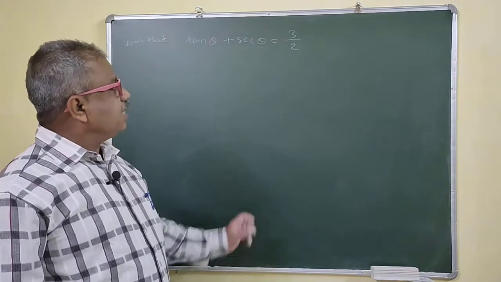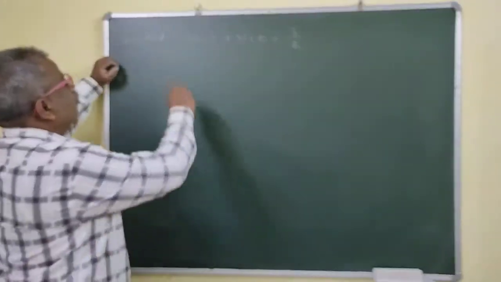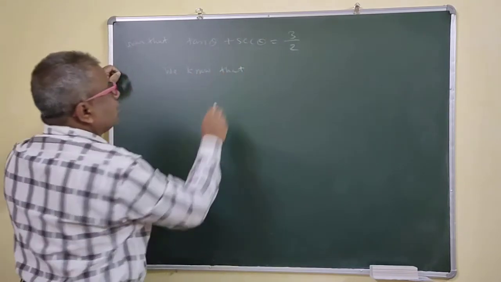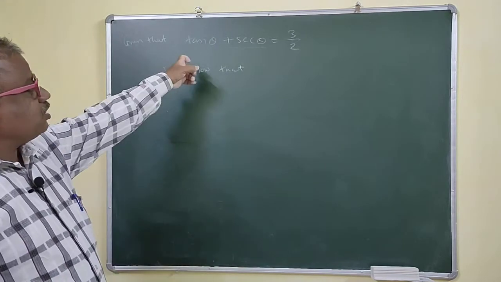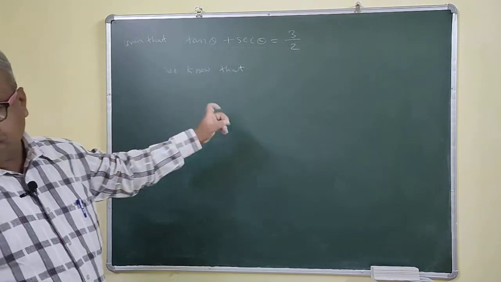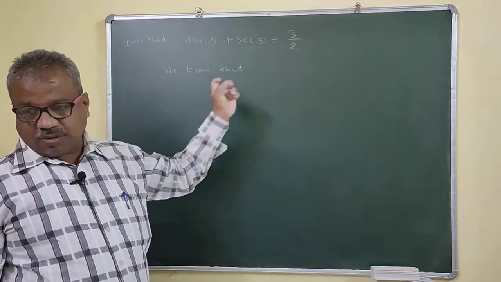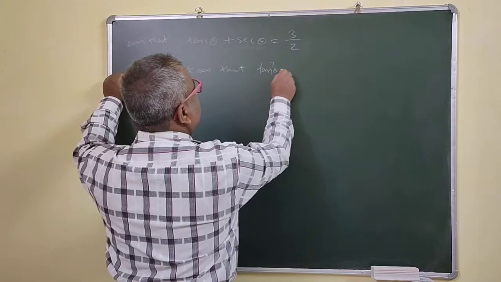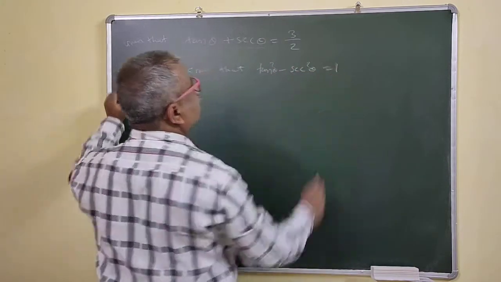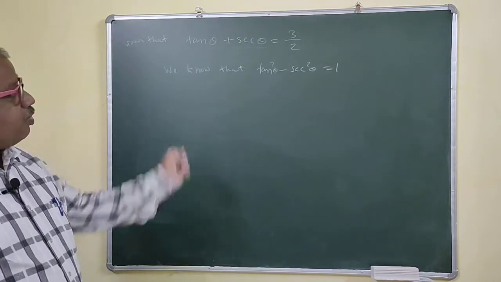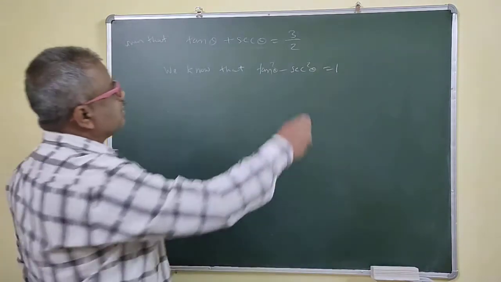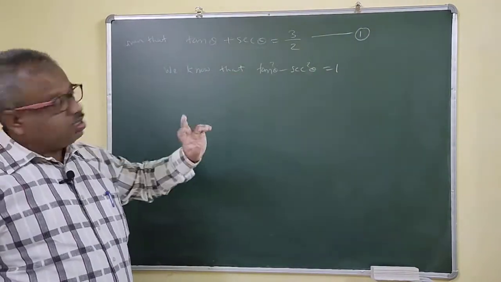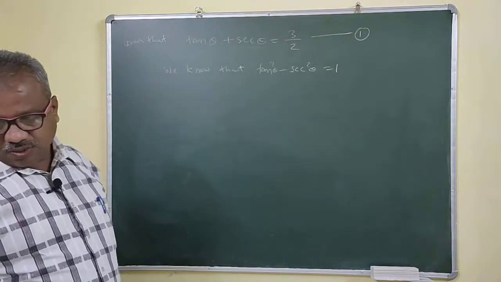Now see here the plus sign is given to you, right? So what will we do? We know the relation between tan theta and sec theta: 1 plus tan square is sec square. That means tan square minus sec square is 1. We know that tan square theta minus sec square theta is equal to 1. Now you can factorize this. We call this equation 1: tan theta plus sec theta is equal to 3 by 2.